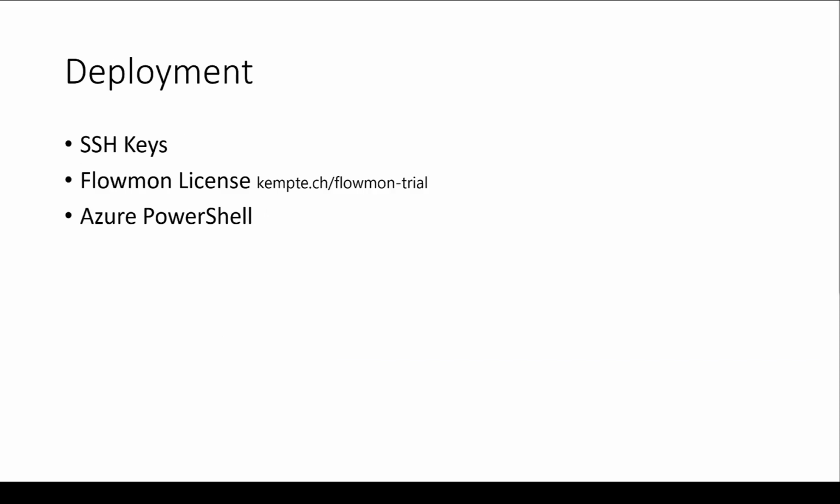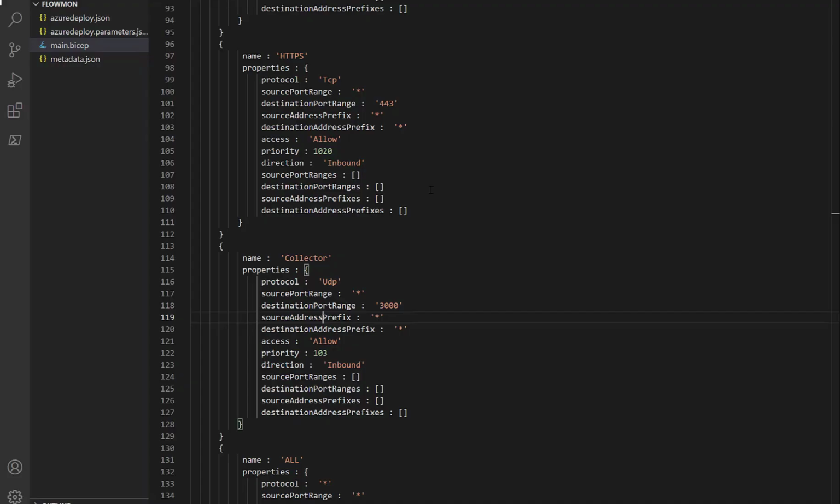Now let's go into some of the prerequisites for this deployment. I recommend you create SSH keys for the VM instead of using a password. I also recommend you get a Flowmon license and also leverage Azure PowerShell. Now, previously I installed the Bicep extension and all the tools needed for this demonstration.